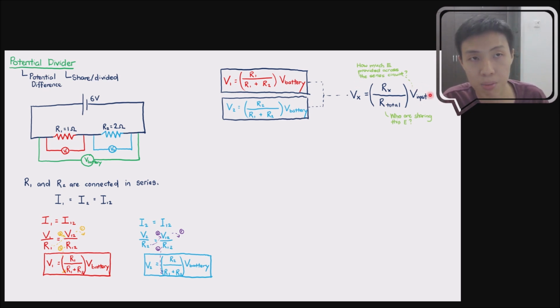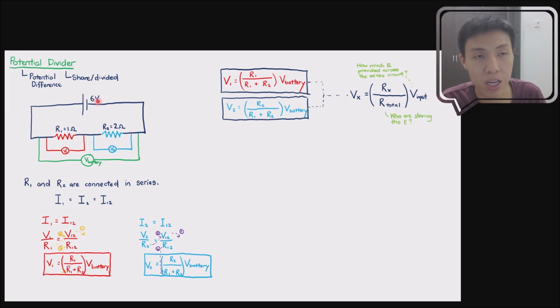How much energy is being supplied to the series circuit? In this case, 6 volt or 6 joule per coulomb is supplied across this series circuit. So that's why you put in the 6 volt over here, the voltage of the battery. The battery is a power supply, right? And it supplies to this series circuit. So that's why you put the input over here as the energy provided to the series circuit. Under the fraction, the denominator, I put in all the resistors that are sharing that energy that we mentioned just now. This 6 volt is being shared between the 1 ohm resistor and the 2 ohm resistor.